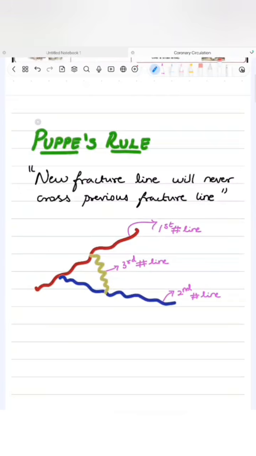This important rule about skull fractures is Puppe's rule. A new fracture line will never cross previous fracture line. As you can see, this is the first fracture line and this is the second fracture line. It did not cross the first fracture line. Same with the third fracture line. It did not cross the first and second fracture line. With this, we can date the fracture accordingly.